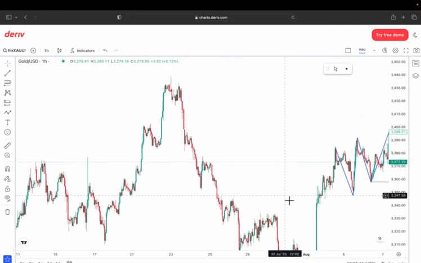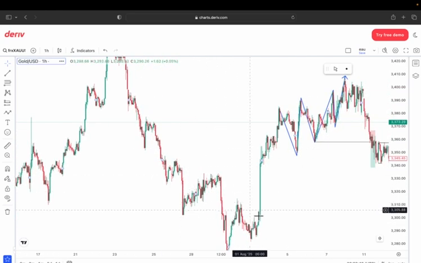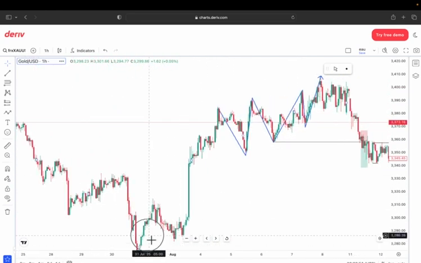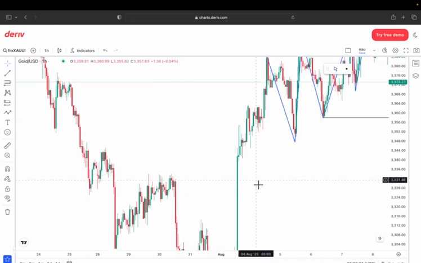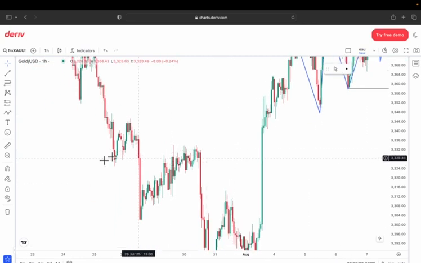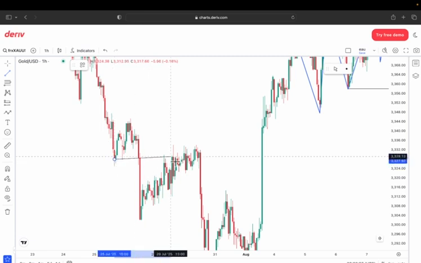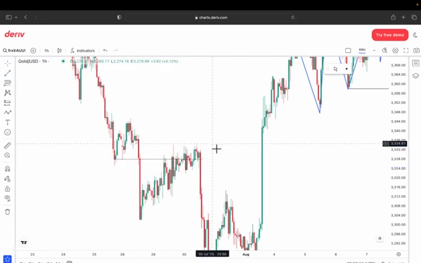Let me look for one. Okay. Did I get any? Okay, I think we got this one here. This is unfresh, but unfresh works very well on BTC. I don't know why.